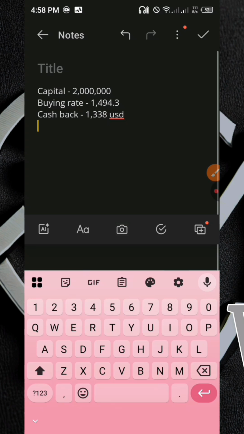So guys, now that we have gotten a lot of USDT at a very cheap rate, the question now is where are we going to go and sell this our USDT for a profitable rate?